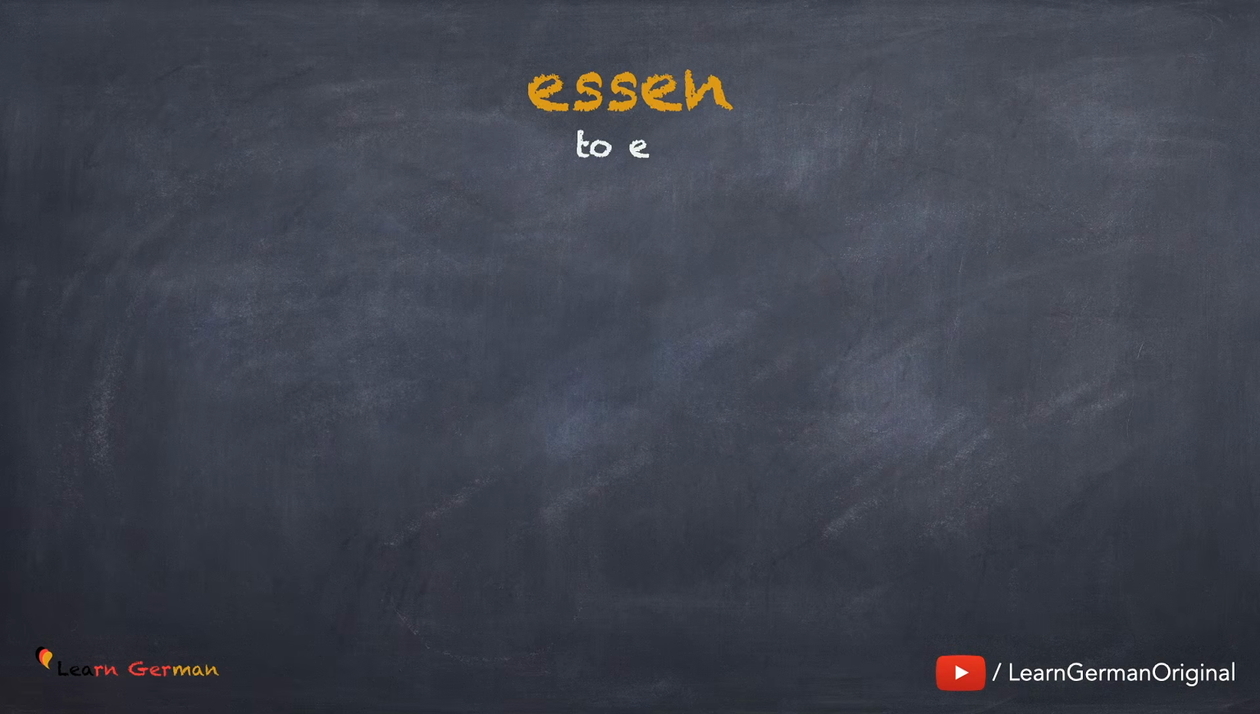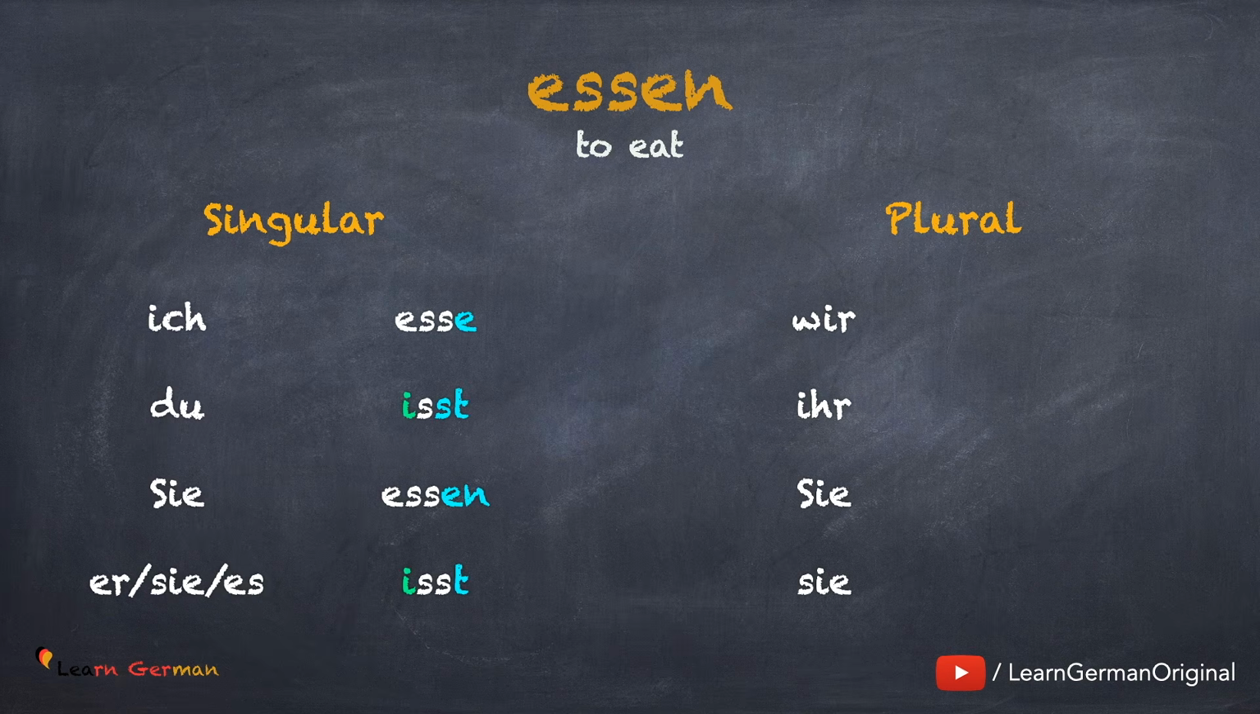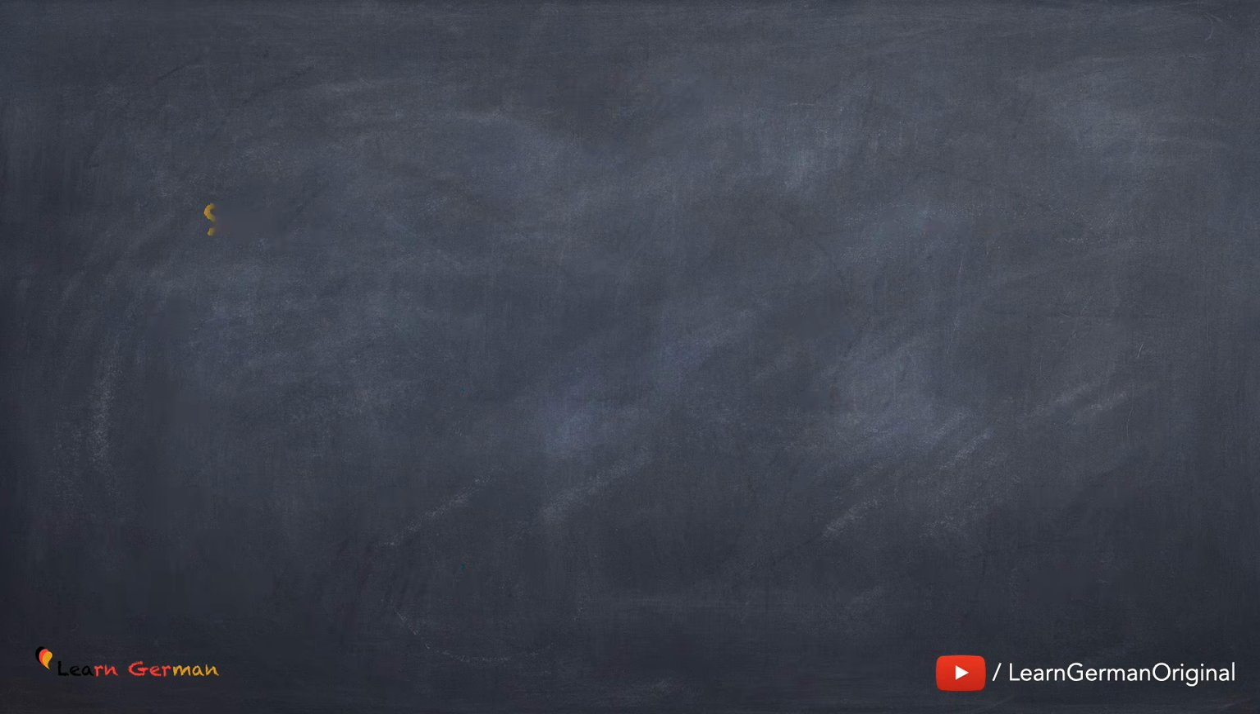Essen. Ich esse. Du isst. Sie essen. Er, sie, es isst. Wir essen. Ihr esst. Sie essen. The next verb is helfen.